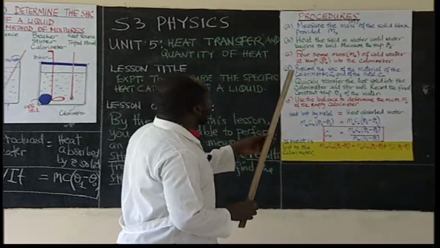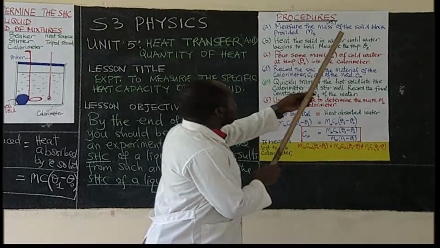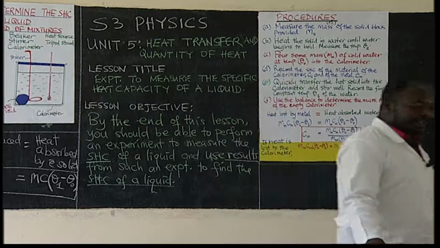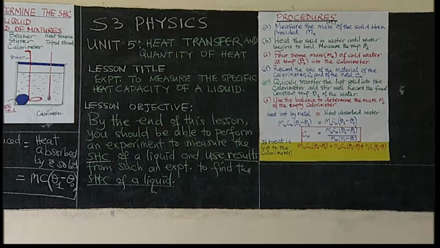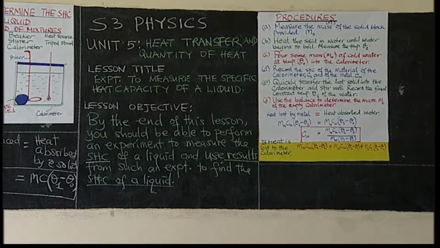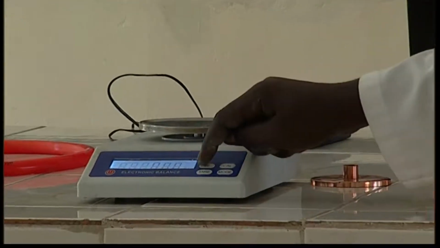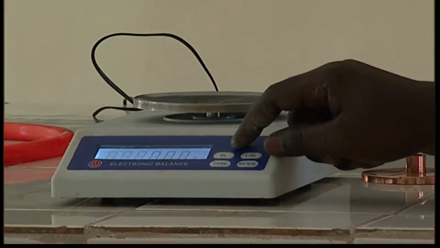Procedure number 1, measure the mass of the solid block provided. And what are we going to use to measure the mass of the solid block? We are going to use the electronic balance, which is this. As you can see, the scale is 0, indicating 0 grams.